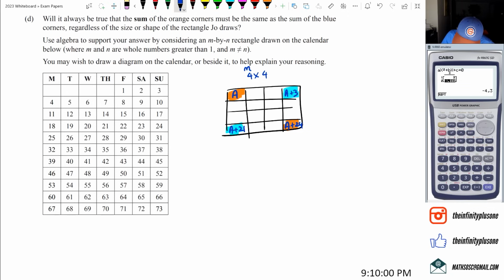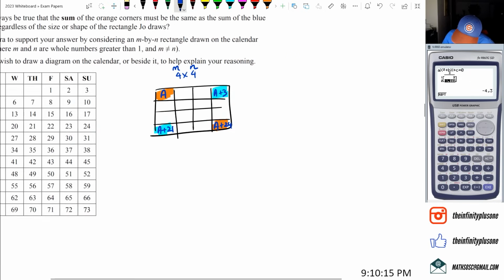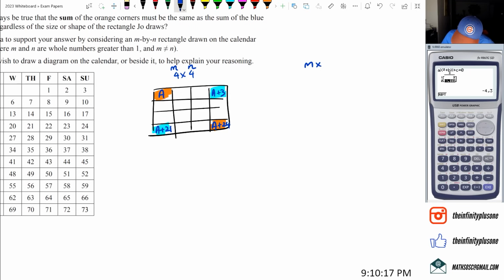So if this is M and this is N, how would it look? I think that's the whole point, right? So what if, let's make this into another one. So let's say we go with a 3x3, because that's actually quite easy.